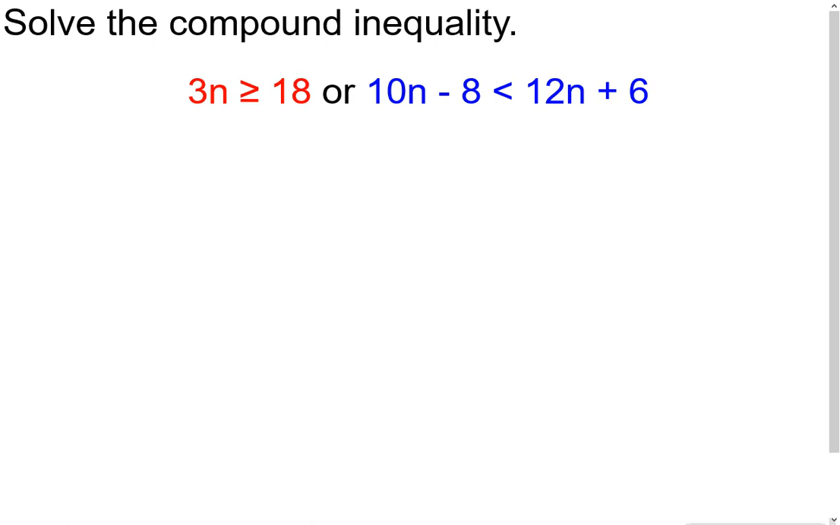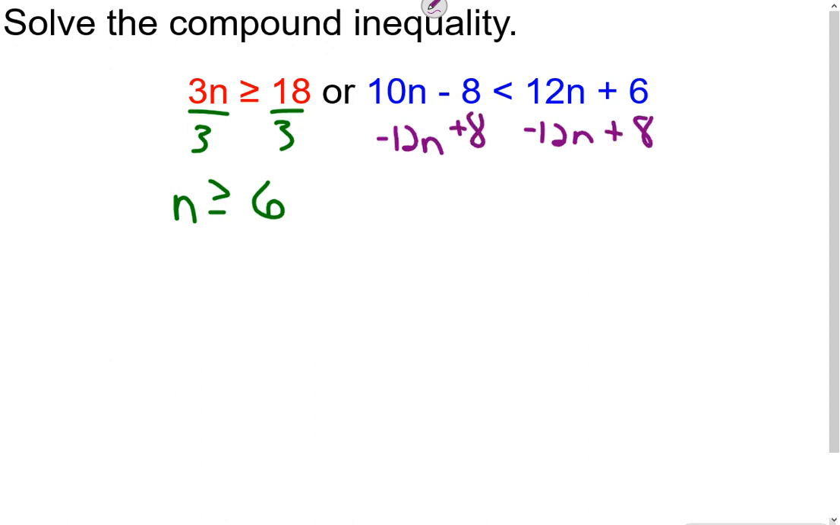Now I have another example of a disjunction because it has the word or in it. And again, we're going to solve our two little inequalities. So I'm going to start this one by dividing both sides by 3, and we've just figured out that n is greater than or equal to 6. I'll go through and solve the other one. So in this case, I'm going to subtract the 12n from both sides, because I like to have my variables on the left, which means I'm also going to have to get my constants to the right.